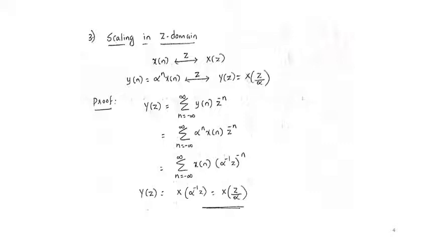Now applying the definition of the transform, we can write Y of z is equal to the summation from minus infinity to plus infinity of y of n into z to the power minus n. What is y of n? Y of n is alpha to the power n into x of n. So apply the definition there. Therefore, the summation of n from minus infinity to plus infinity of alpha to the power n x of n z to the power minus n.